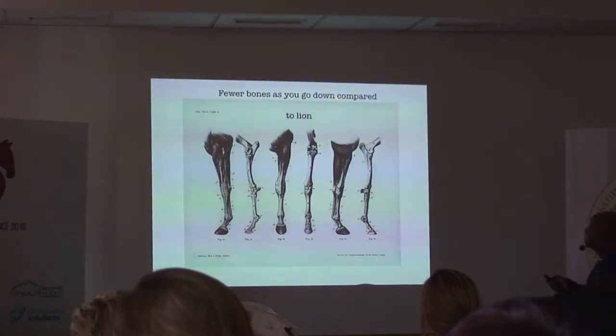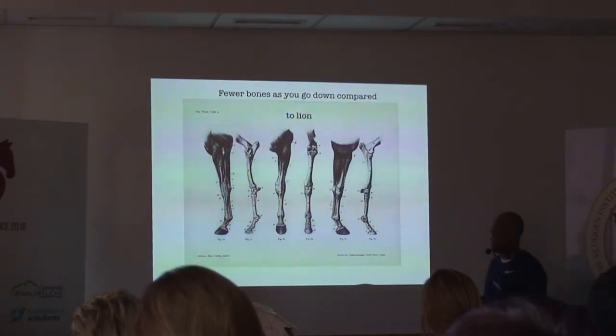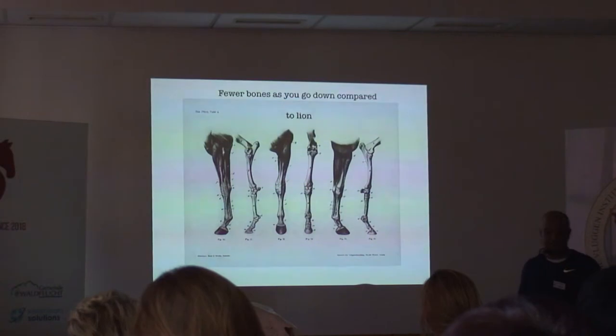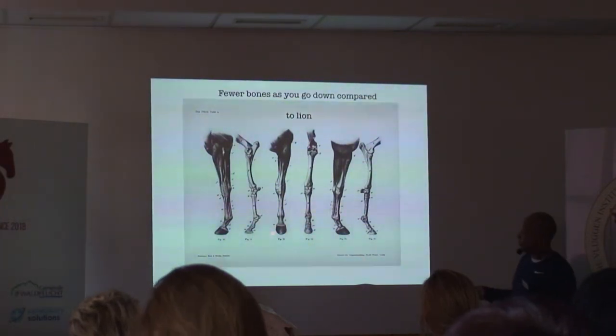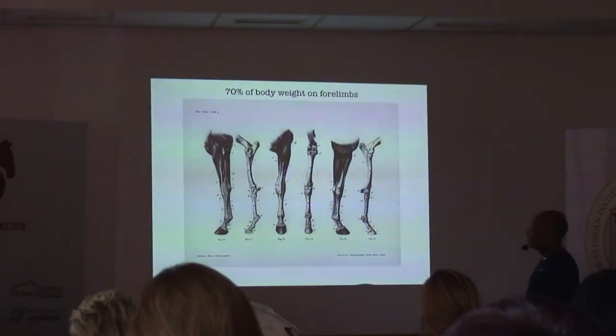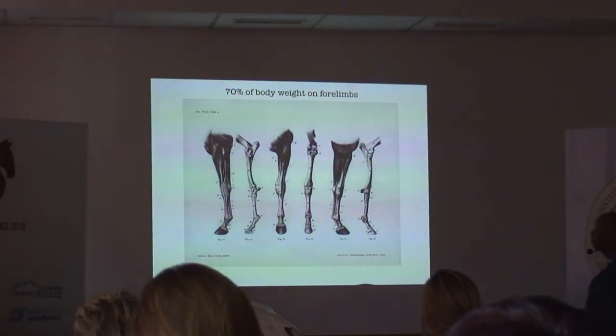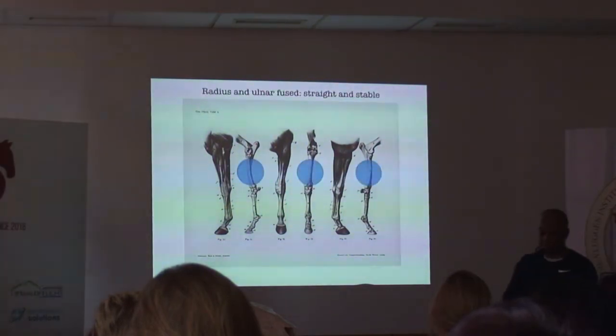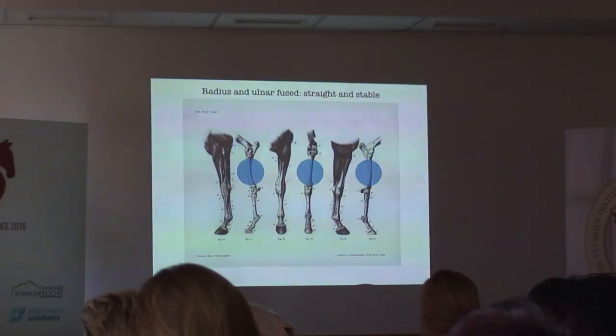Fewer bones as we go down compared to the lion. I'm going to show you the lion in comparison. You need to compare things. So, the bones are reducing as we go down. 7% of body weight is in the forelimbs. Radius and ulna fused, straight and stable. All this is contributing to the stability of the horse, which is unstable.